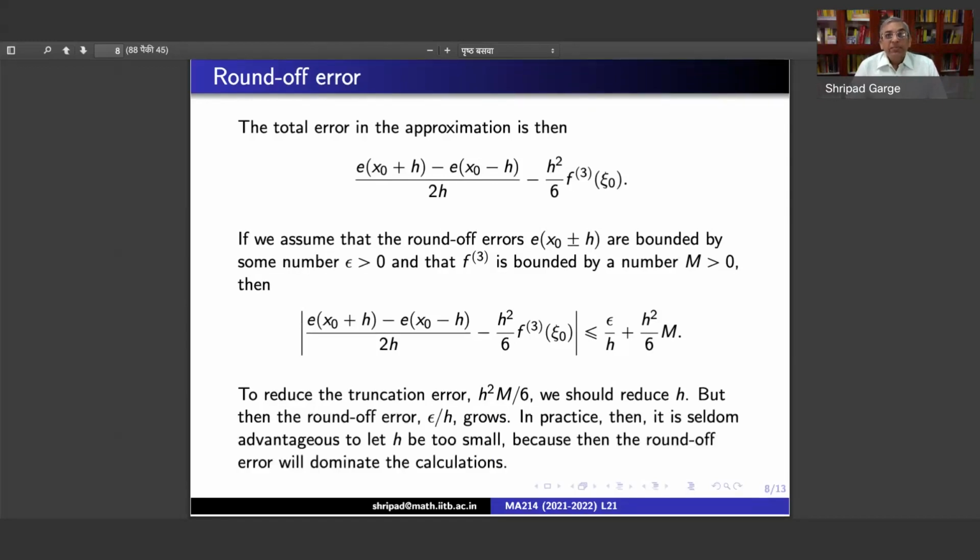So in practice, therefore, it is seldom advantageous to let h be too small, because then the round off error will dominate the calculations. Although here we are lucky for the 3-point formula because it is only epsilon by h. If you are computing the higher order derivatives, then the powers of h will increase. And then again, the round off errors will become too large.